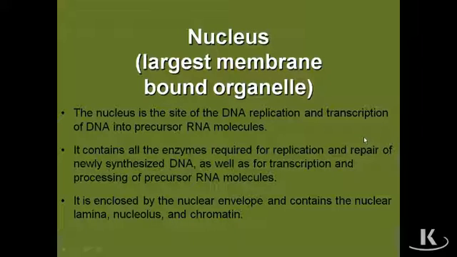All right, so the first organelle we're going to deal with is the largest of the membrane-bound organelles, and this is the nucleus. Certainly, as you know from biochemistry, it's the site of DNA replication and transcription of DNA into RNA molecular precursors. It contains all the enzymes required for repair and replication of newly synthesized DNA and its transcription. The nucleus is one of two organelles that's bound by a double membrane in the form of the nuclear envelope. And inside the nuclear envelope will be the nuclear lamina, a nucleolus, basically what we call a nuclear inclusion, and obviously two different forms of chromatin.